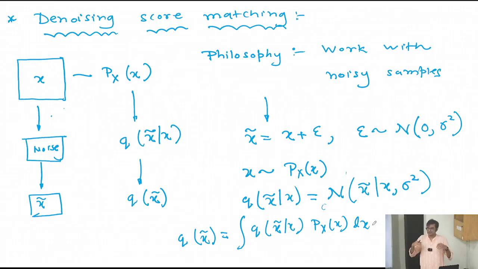So I'll repeat. The philosophy is that we will not work with the actual data, we will make it noisy. And then the noisy data is from some noisy distribution, and we will work with the noisy distribution or score match. Okay. That is the philosophy for now. How it will work, what the score will represent, what the optimal scenario is will come later.